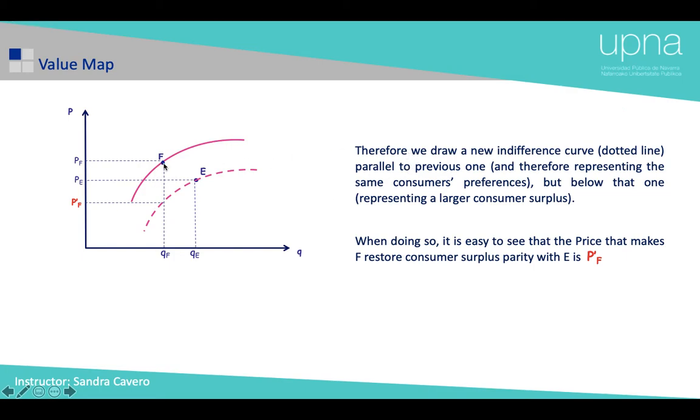Therefore, what we do is we draw a new indifference curve, the dotted line here in the figure, which would be parallel to the previous one, meaning that it represents the preferences of the same consumers. It has the same slope, but below the previous one, representing a larger consumer surplus than the previous one. When doing so, it's easy to see that the price that makes F restore consumer surplus parity with E is PF prime.